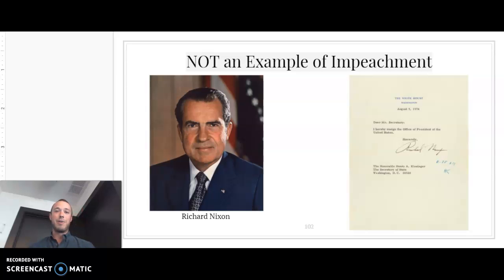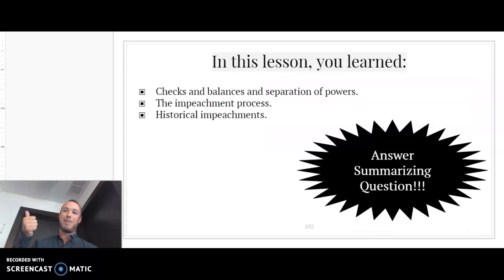All right, here we go. We're done. Remember, you learned about checks and balances and separation of powers. You know the impeachment process now, and you've learned about the people who have been impeached and the dude who wasn't, okay? Impeachment is not the removal of someone from office.